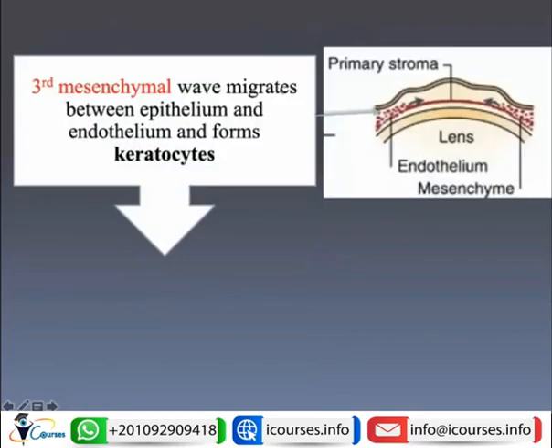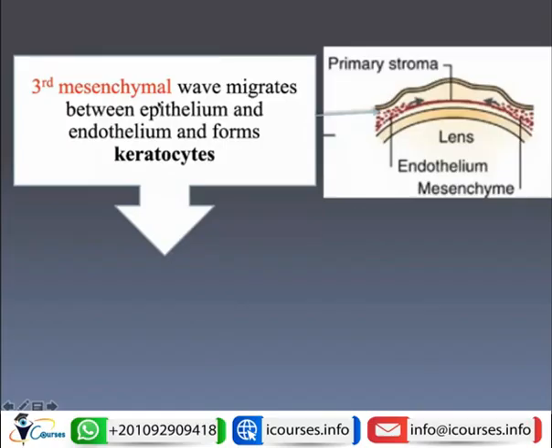Then the third wave of the mesenchymal cells will be between the epithelium and the endothelium, and this is what will form the keratocytes. Remember that we mentioned that the epithelium will secrete the primary stroma that is devoid of keratocytes. So what will be the source of keratocytes? Yes, it will be coming from the third mesenchymal wave. So the third mesenchymal wave will occupy the area of the stroma, sharing in the formation of the stroma by supplying the keratocytes, and here we have the final stroma.